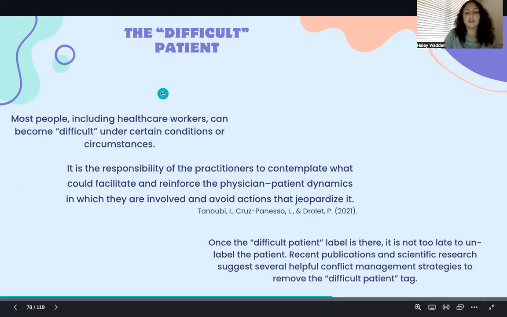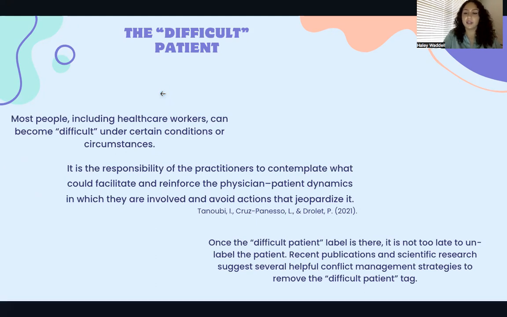So most people, including healthcare workers, can become difficult. Anybody can, they're human. You can become difficult under certain circumstances, and you'd want that respect if you were in their situation. So it is the responsibility of the practitioners to contemplate what could facilitate and reinforce the physician patient dynamics in which they are involved, and avoid actions that jeopardize it.